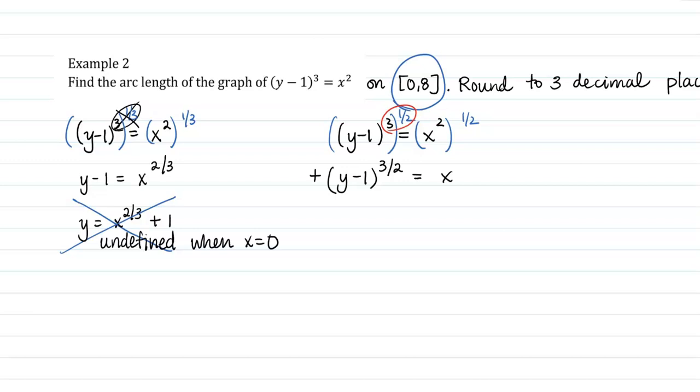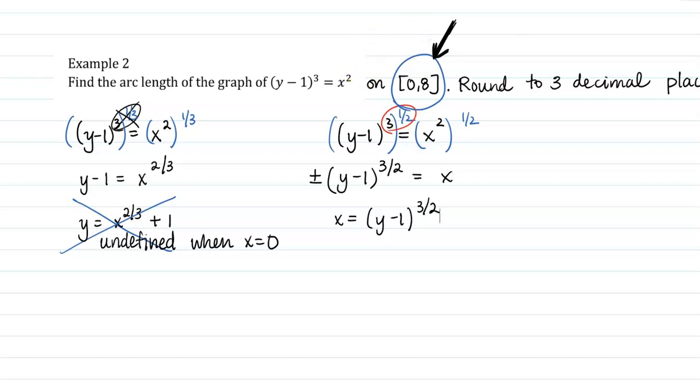Ooh, and plus or minus this, right? Plus or minus, because we do have to do plus or minus whenever we take a square root. We're going to choose the plus because all of the interval that we're looking at for the arc length has all positive x values. So we get x is just equal to y minus 1 raised to the 3/2 power.